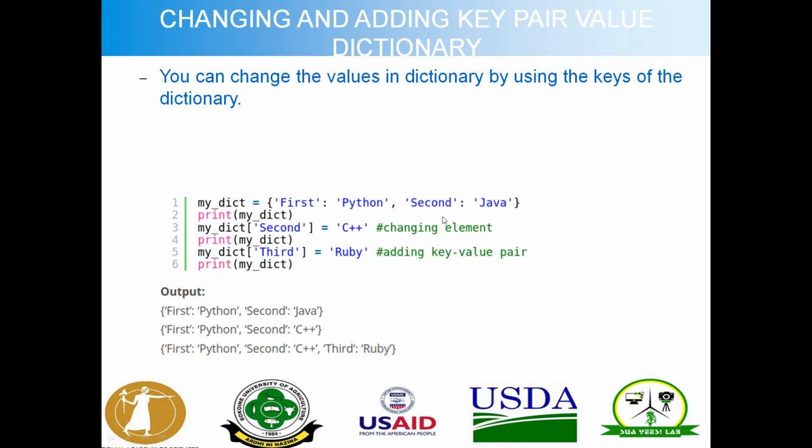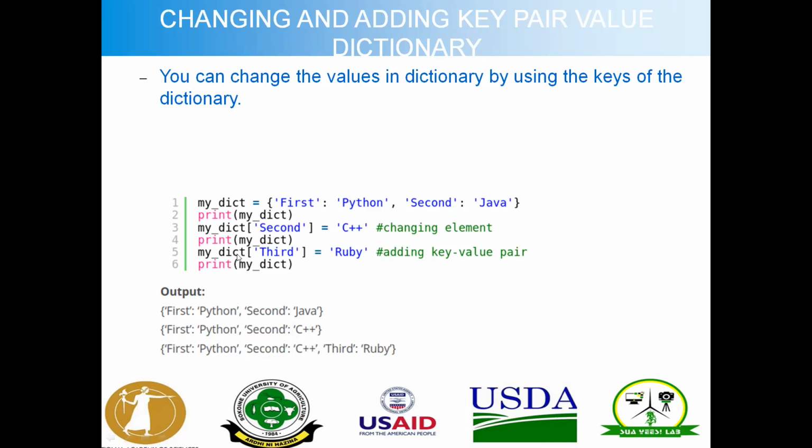So you need to know the key whose value you want to replace. So you say the key second equals now C++. You specify the name of the dictionary, and then you use these brackets, and then you specify the key, and then the equal sign and the value. So automatically the C++ will replace the Java.